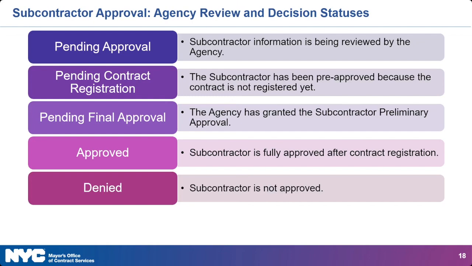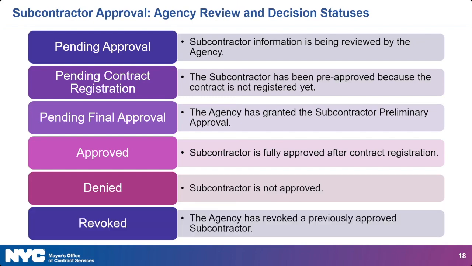A status of denied means that the subcontractor is not approved. A notification email will be sent immediately to the prime vendor and the subcontractor. Now, if an agency has revoked a previously approved subcontractor, the status will change to revoked, and a notification email will be sent to both the prime vendor and the subcontractor.